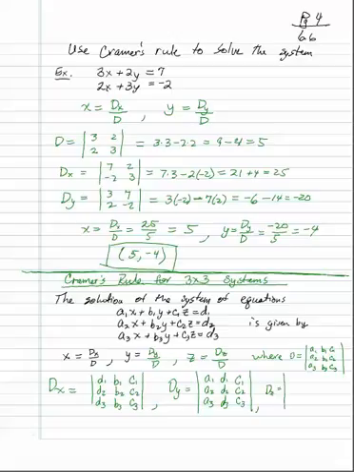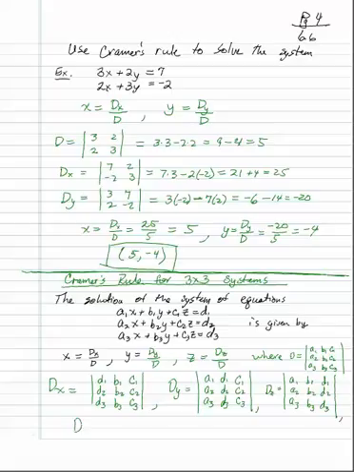And then d sub z, same thing. Take the z column out. A sub 1, a sub 2, a sub 3. Y column, leave it alone, b1, b2, b3. Now take the z column out, which is the c's, and replace them with the constants. So we're going to put in d sub 1, d sub 2, d sub 3. Alright, and that's it.